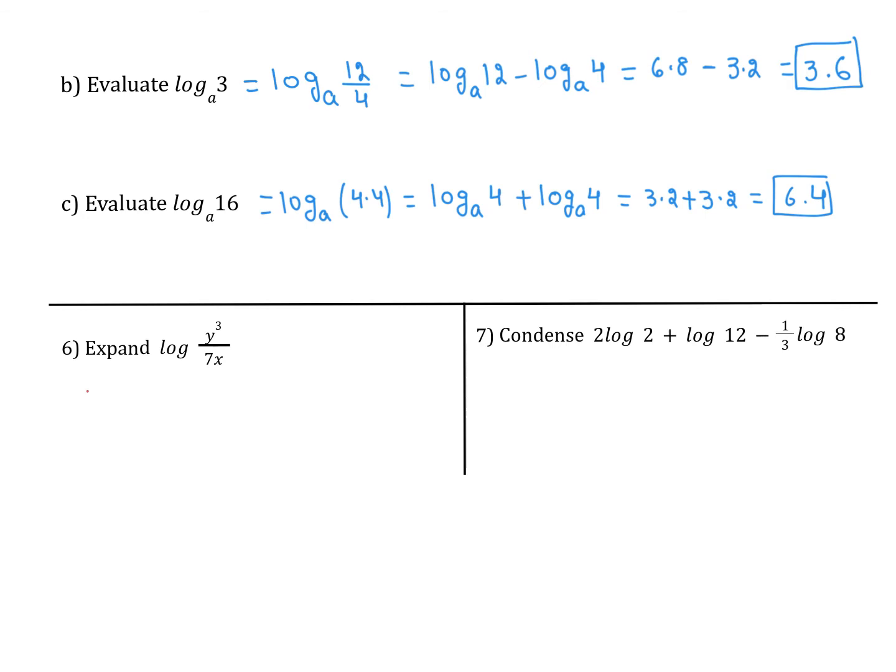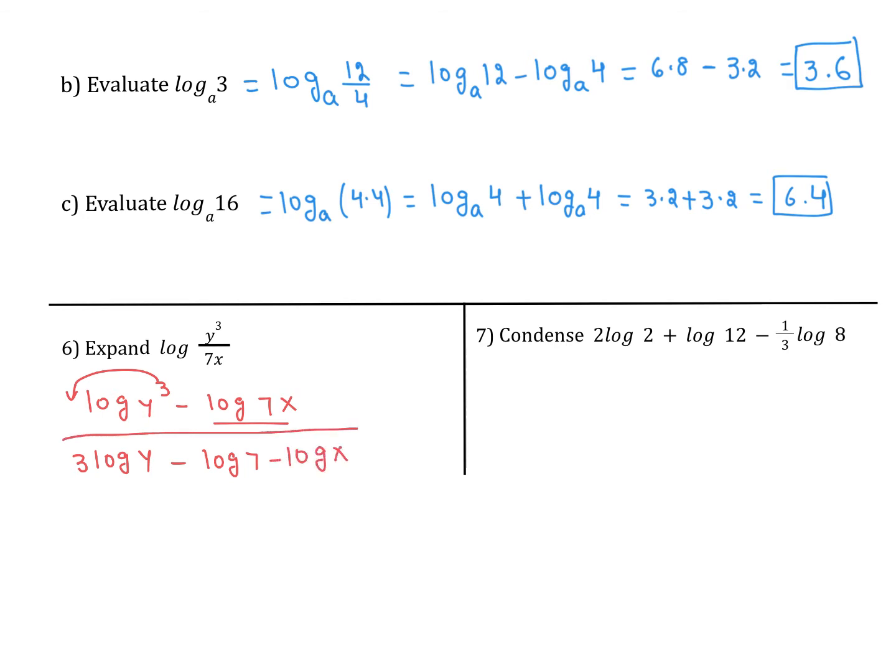For number 6, you're going to make this log into expanded form. So first step is to apply the quotient property. Log of y to the power 3 minus log 7x. Kick the power outside by the power property. And here you're going to apply the product property, which is log 7 plus log x. But when you distribute the negative, it's going to be negative log x.